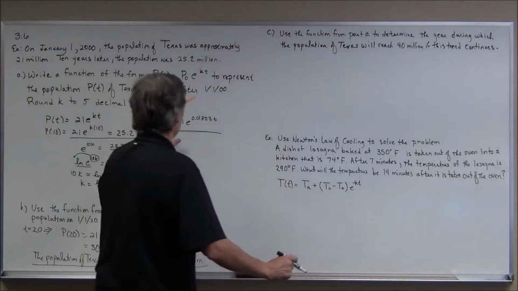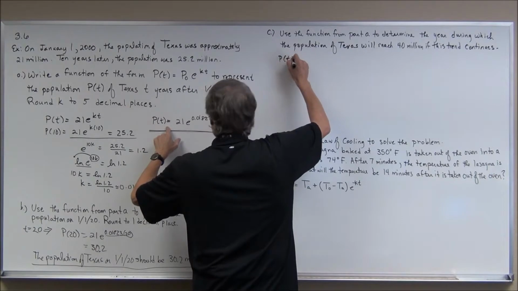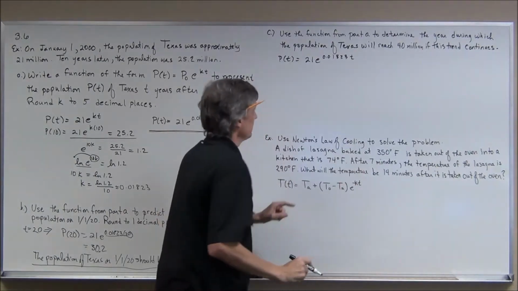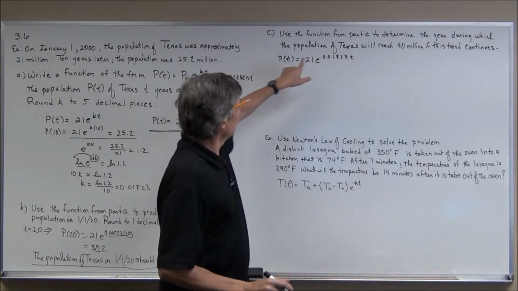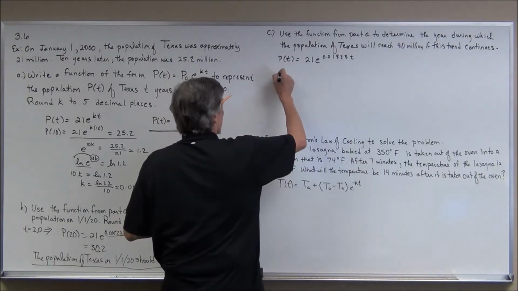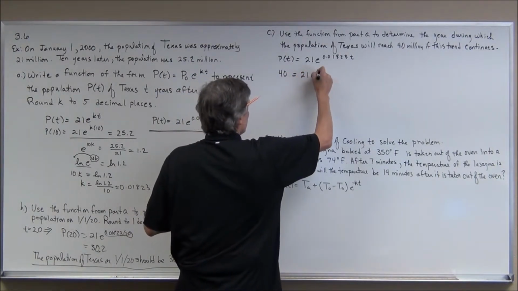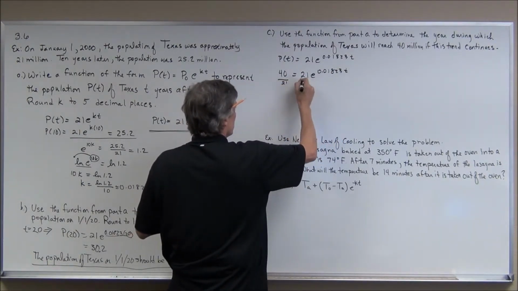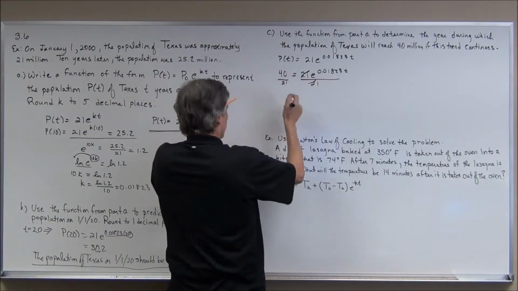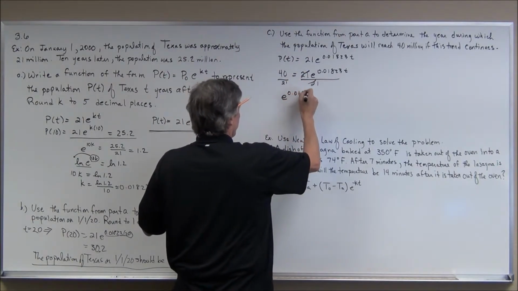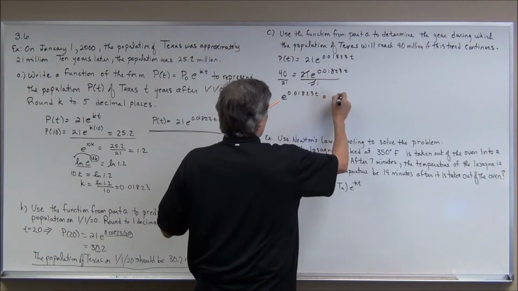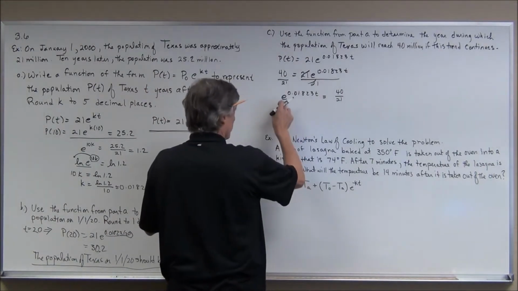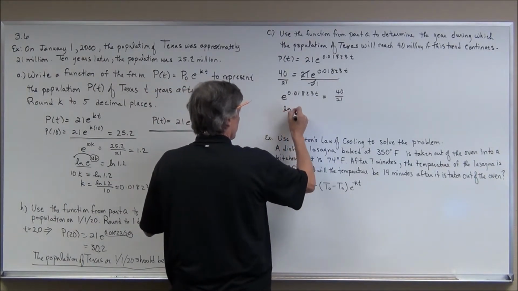So I come back to here. P of t is equal to 21 e to the 0.01823 t. And this time I'm trying to figure out the year, because P of t is going to be 40 million. So I'm going to put a 40 here. I'm going to divide both sides by 21, and flip-flop the sides. I'm going to get e to the 0.01823t is equal to 40 21sts. Almost 2, but not quite. I'm going to take the natural log of both sides to get my exponent where I can get at it.